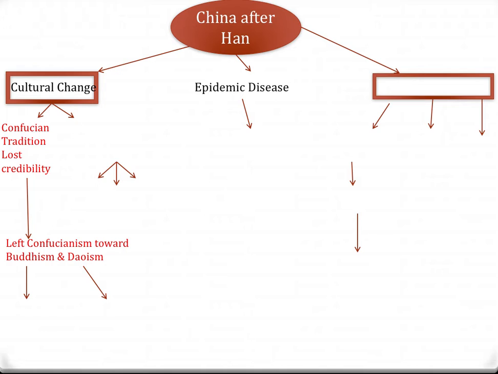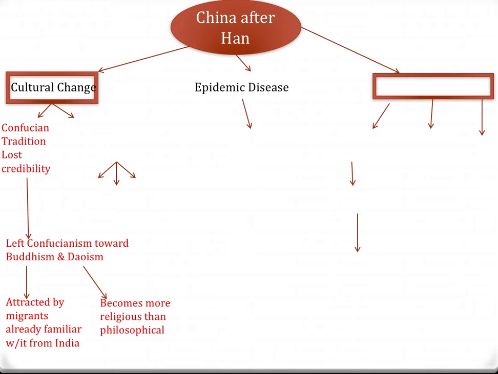Buddhism is going to be attracted by migrants already familiar with it from India. So the people who come in will already say, well, I already know Buddhism, so I'm going to continue to practice it. And Taoism becomes more religious than philosophical, meaning that people are going to practice it on a more ritual basis, you could say.